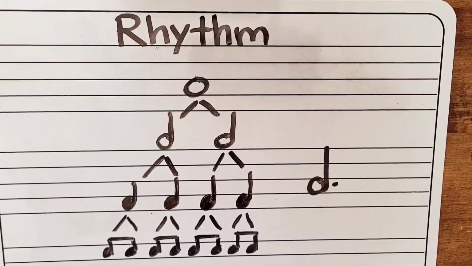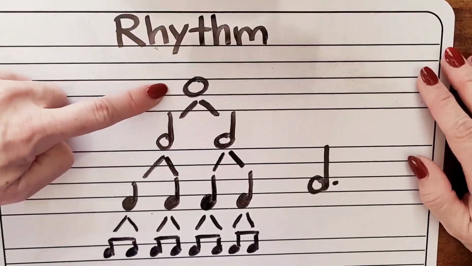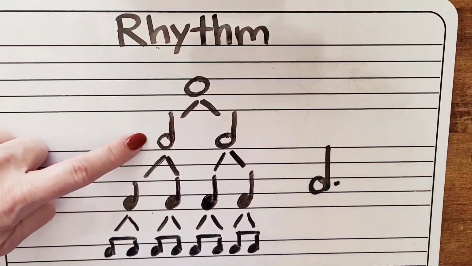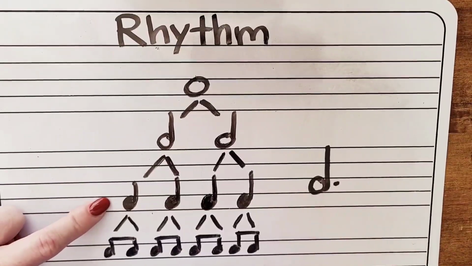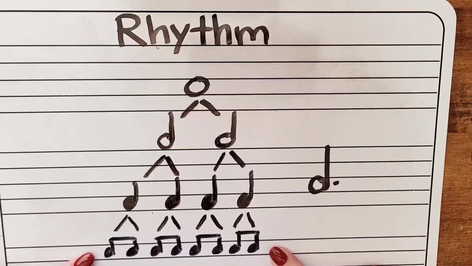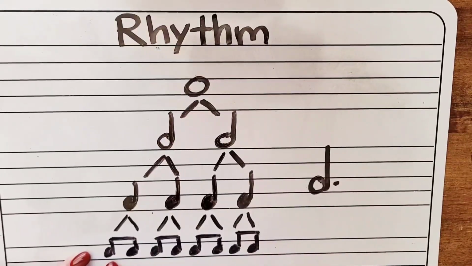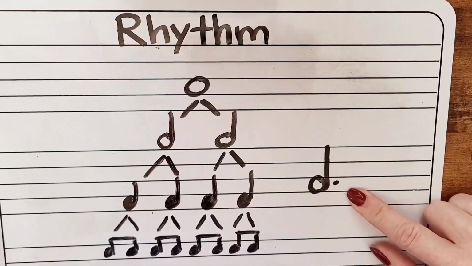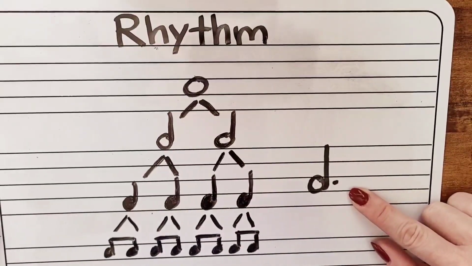To sum up our rhythm chart, we have a whole note that's 4, we have half notes that are 2 each, quarter notes, one each, and our eighth notes that are half of one beat. In addition, we have our dotted half note, which is 3 beats.